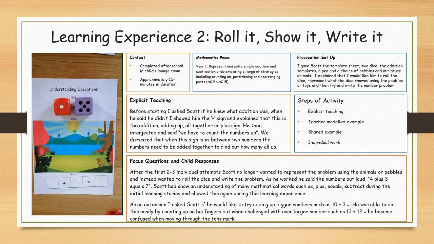As an extension, I asked Scott if he would like to try adding up bigger numbers, such as 10 plus 3. He was able to do this easily by counting up on his fingers, but when challenged with even larger numbers, such as 13 plus 12, he became confused when moving past the tens group, for example, 19, 20, 21.